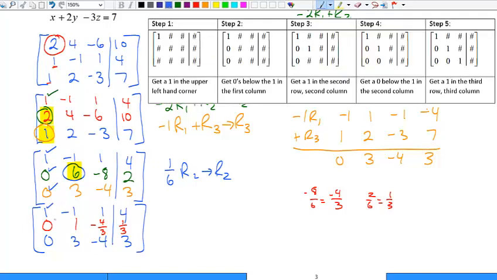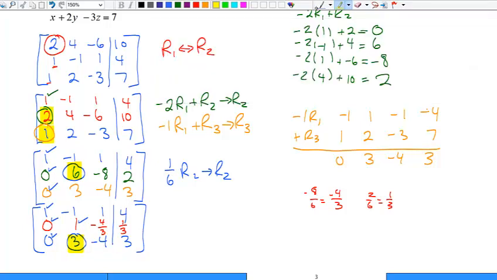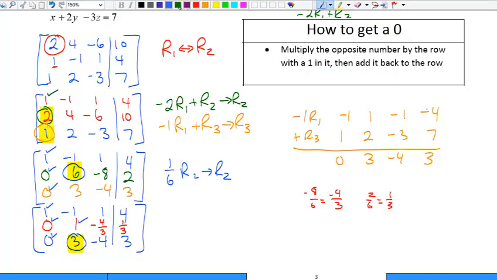Do I have a 1? Yes. Do I have zeros below it? Yes, yes. Do I have a 1 in the next column? Yes. So the next thing I'm looking for is to get a 0 below. If I follow my instructions about how to get a 0, and I do it in the right order, I won't mess up any of the 1s and 0s I've already had.